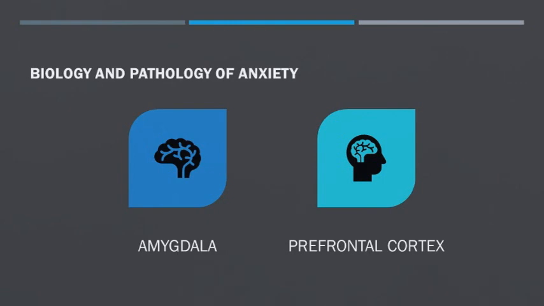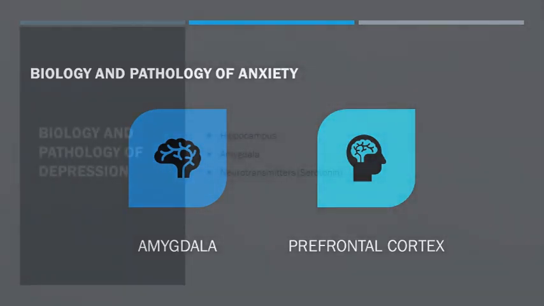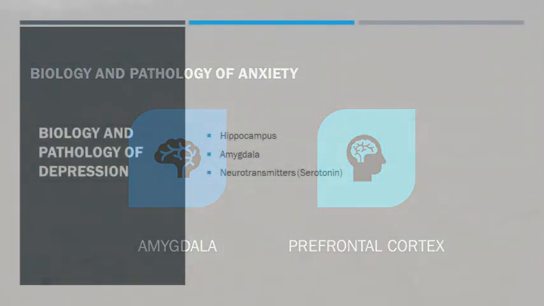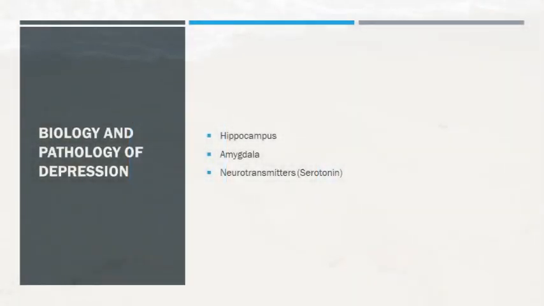Now, let's take a look at depression. Depression and anxiety are very much comorbid. If you have one, you're likely to have the other. And that's partly because the systems are related.